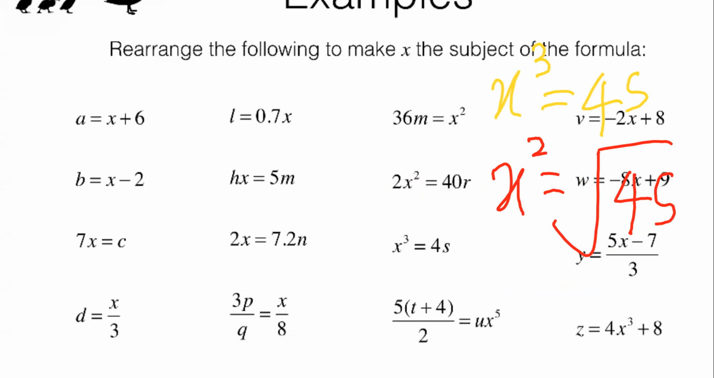If it is x squared, what do we do? We put a square root. If it is x to the power 3, what do we do? We put a small 3 here. This is the answer. Learn that. It's a new thing for you.